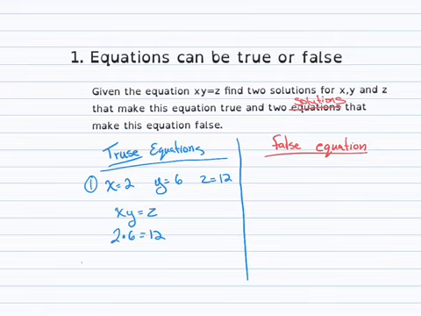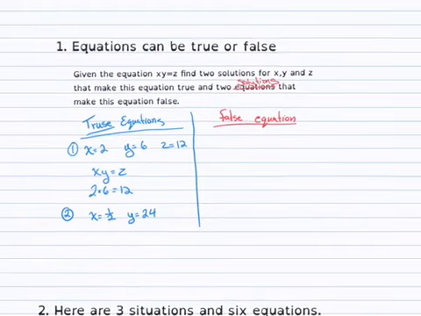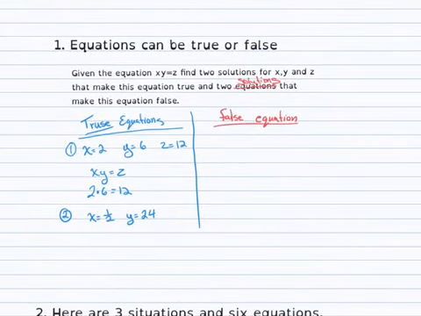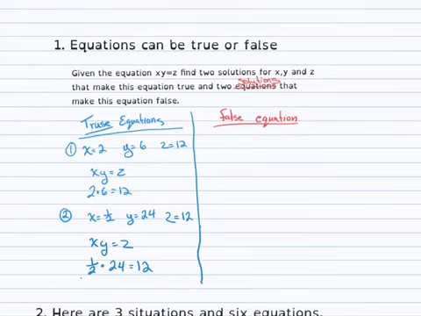Another one that I could do, number 2, is I could say if x is equal to 1/2 and y is equal to 24, then I would come up with the equation xy is equal to z, so this would be 1/2 times 24, and I know that would give me that z would be equal to 12. So these would be two examples of when this equation was true.